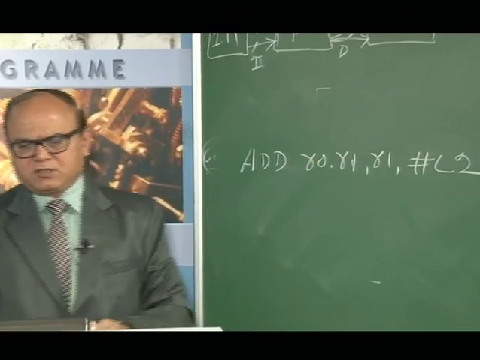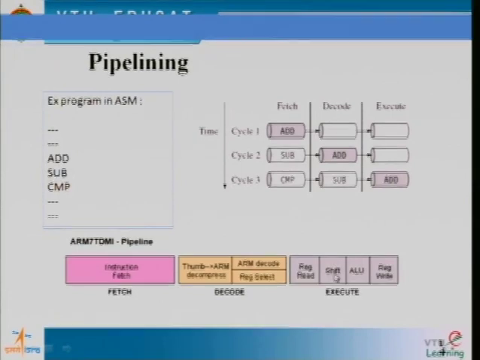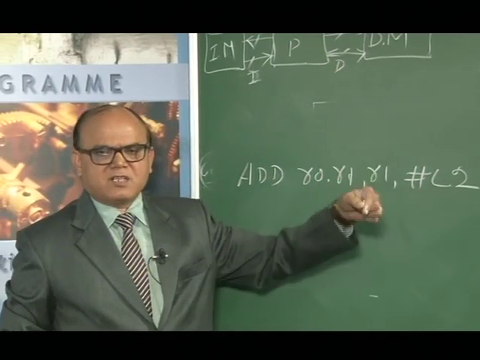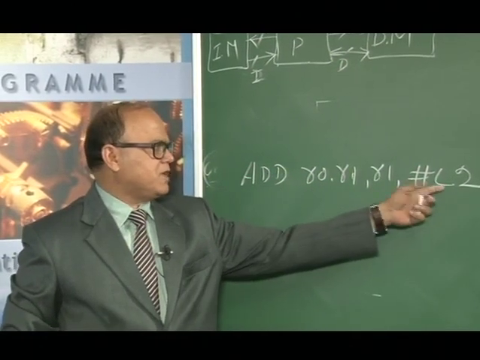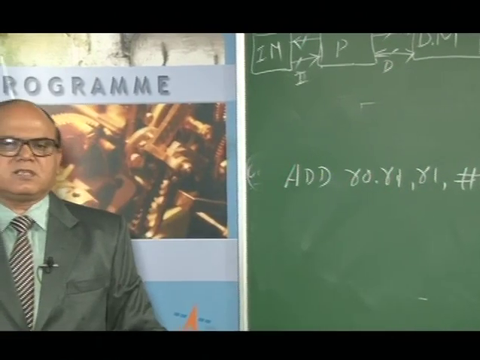That means the shift by 2 is taken care of by this part of the circuit, that is nothing but the barrel shifter. The barrel shifter comes into the picture here, and whatever input is given to the barrel shifter, it performs the shift operation and then sends that to the ALU. That is what is done here, right?